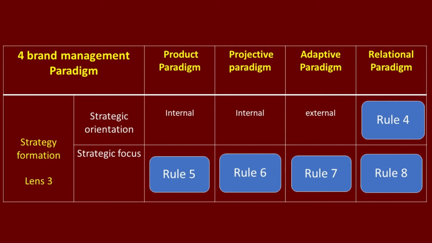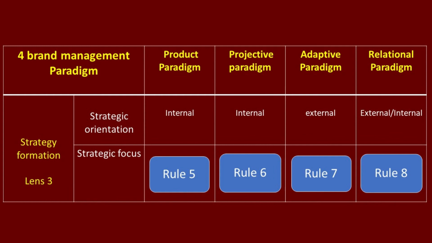Whereas as per rule number 2, when the marketing vision is based on adaptive paradigm, the strategic orientation should be around development of external resources and external stakeholders. And finally, rule 3 says if the marketing vision is based on relational paradigm, the strategic orientation goes towards development of both internal and external resources and stakeholders.